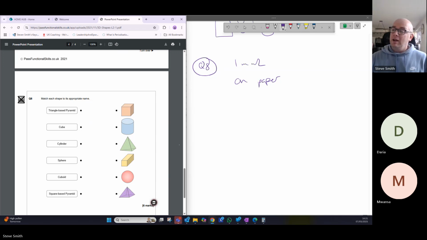I've got this one here. I'm looking at that one as a plank of wood I buy from the shop. And I'm looking at that one and thinking, right, it's not a cube because not all the sides are the same, but it's a square. So it's a cuboid. It's not a plain cube where all the sides are the same. So we've got yellow is a cuboid, orange is a cube, blue is a cylinder. We've got a ball. It's a sphere. Ball is a sphere.